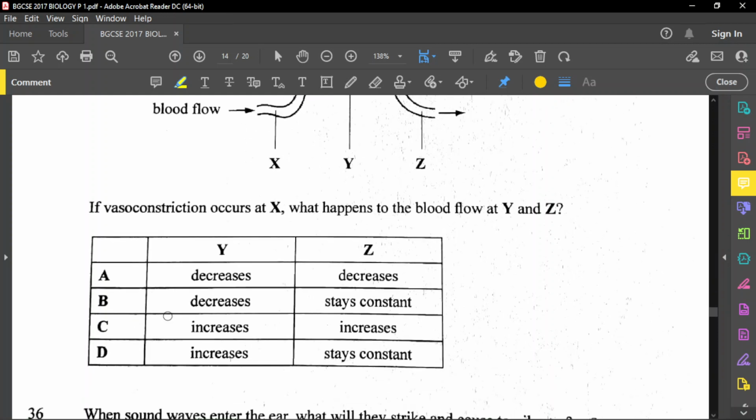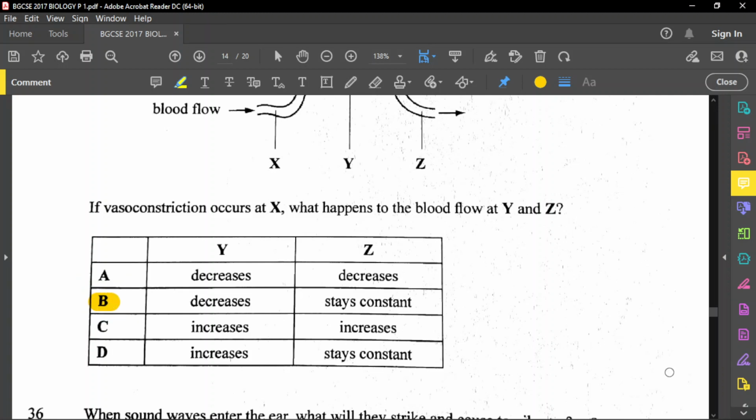So here, you must have a decrease in the flow of blood at Y, so either A or B. However, the blood flow will be maintained at Z. And why? Because it becomes a vein. Z is where a vein is, and veins have valves, and valves prevent the backflow of blood. So eventually, the opening and closing of the valves will end up keeping the blood flow constant, right? Because you need the blood to flow constantly through the body. So B is our answer right there.